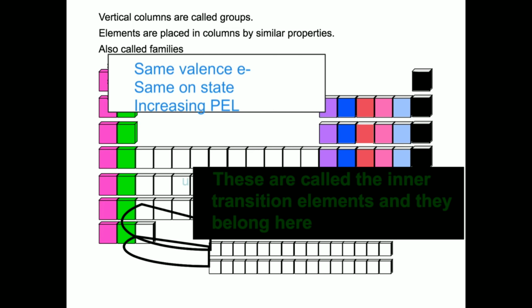The vertical columns are called groups or chemical families. All of the elements in the same group have the same valence electron number, the same oxidation state, increasing number of principal energy levels, and very similar chemical properties.